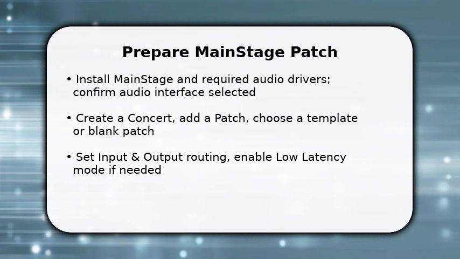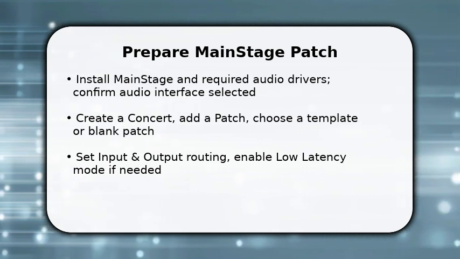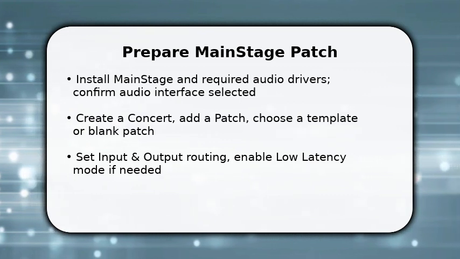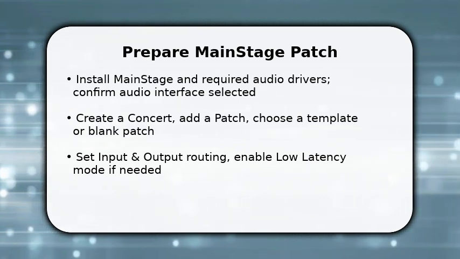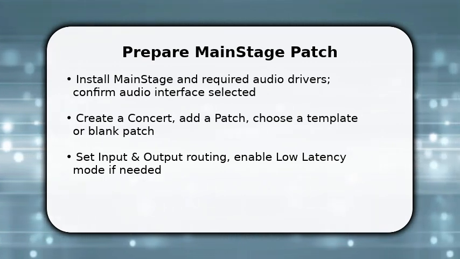Next, set your audio interface and sample rate so latency and CPU behave predictably, and route the input on the channel strip to the correct input channel. Once done, name the patch and save the concert. This keeps your initial setup repeatable and avoids lost routing work.